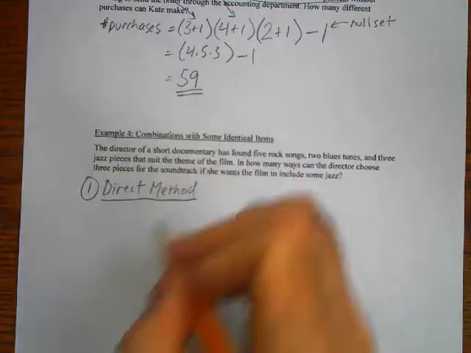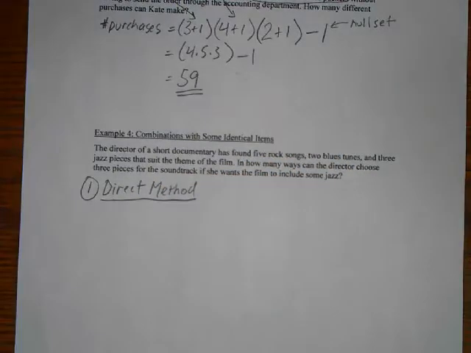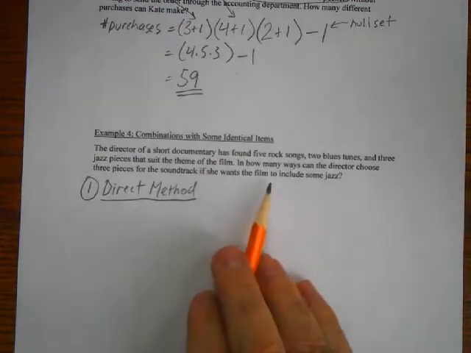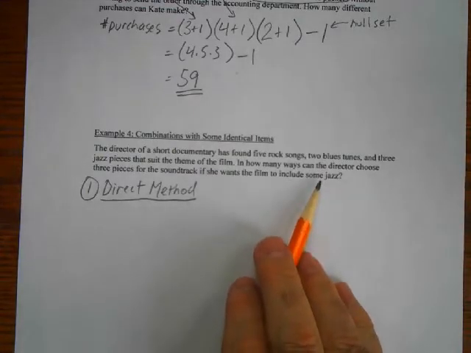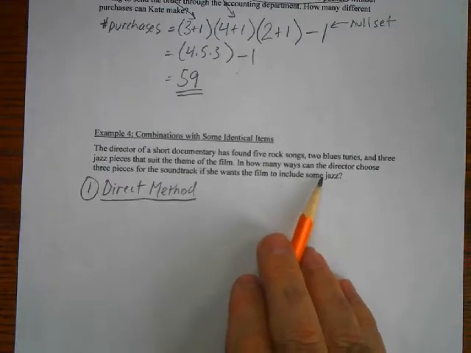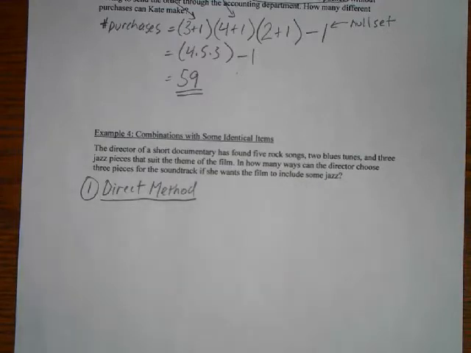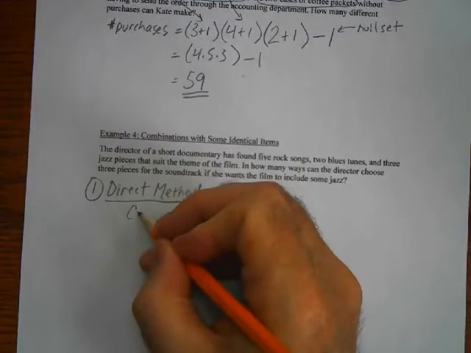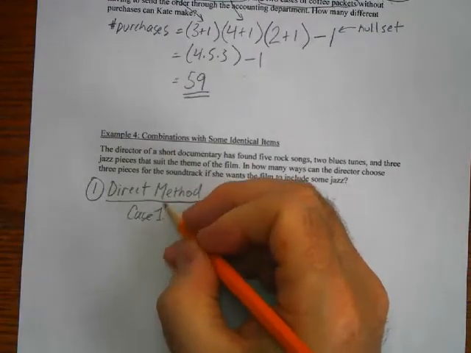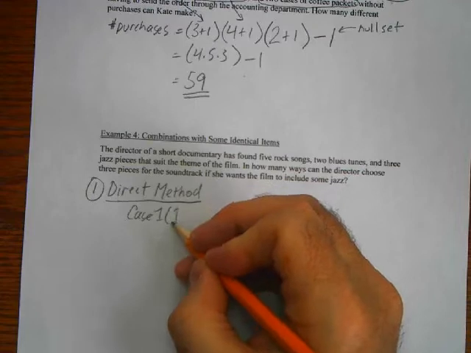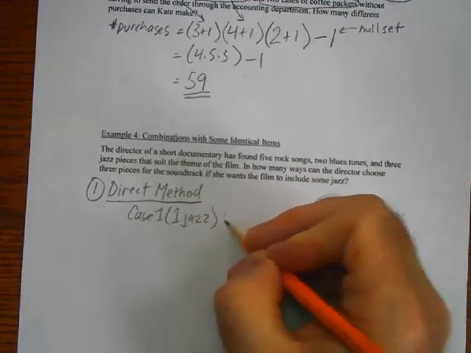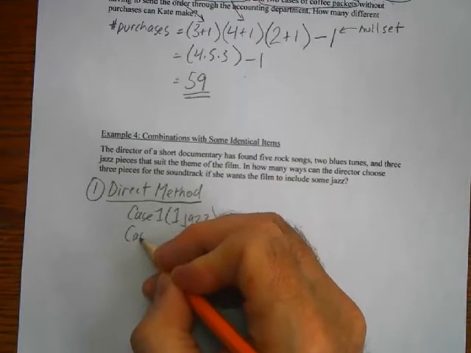So using the direct method, we're going to break this down into 2 cases because she wants to include some jazz, and there's a total of 3 pieces or songs that we're choosing in total. So we're going to have a case of choosing 1 jazz song, the second case of choosing 2 jazz songs, and 3, and we're going to find the totals for those and add them together. So case 1 is 1 jazz piece. I'll just write them out here so you know what's coming.